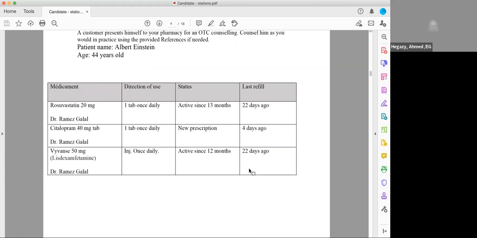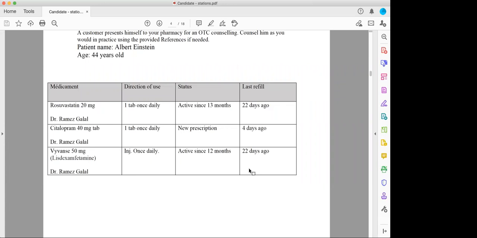However, you feel hypervolted or hyperactive and have difficulty sleeping. Vyvanse, I'm also seeing that you are on an injection once daily. Are you still on this injection? It's one tablet. Excuse me, no, it's one tablet, not injection.